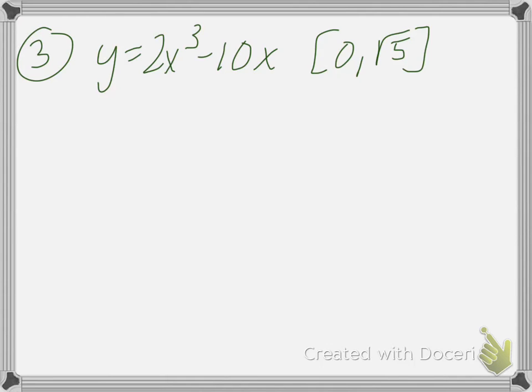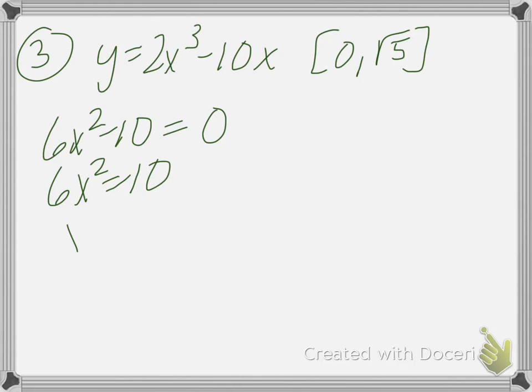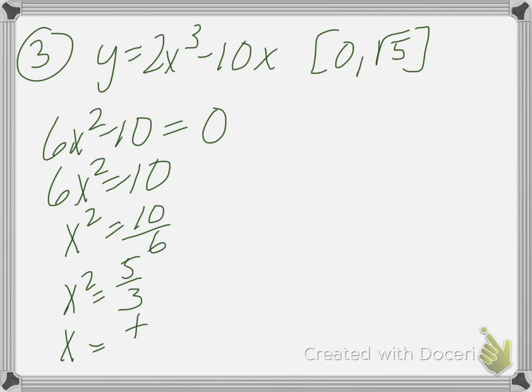Okay, for number 3, the answer was B as in boy. And so you were told that this is Rolle's theorem, so we don't have to go through that whole f of b minus f of a thing. We can just take the derivative and set that equal to 0. So x equals plus or minus radical 5 over 3.